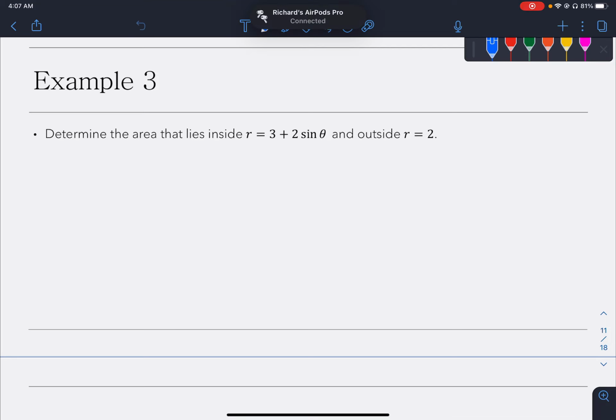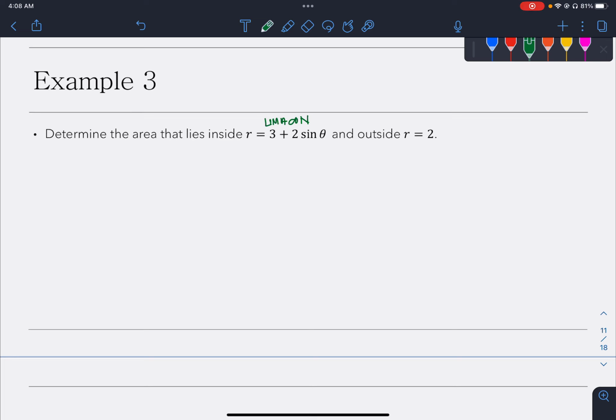Okay, so this is a continuation of our examples for plane areas in polar coordinates. So our third example is to determine the area that lies inside r = 3 + 2 sin theta and outside r = 2. Based on the format of the polar curves, the first curve has a ratio of 3 over 2, which is 1.5. So that would be a curve for a limacon.